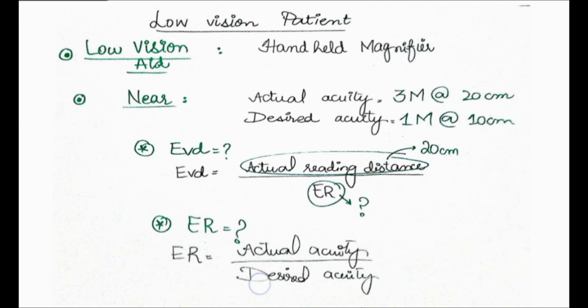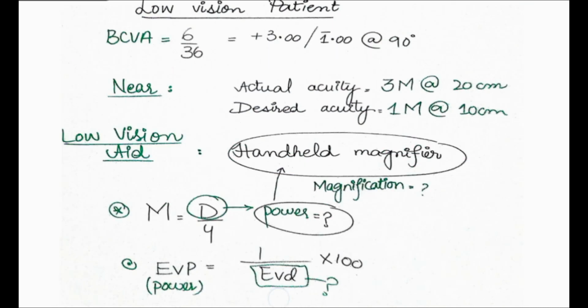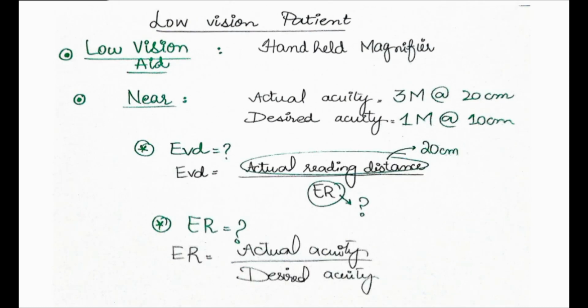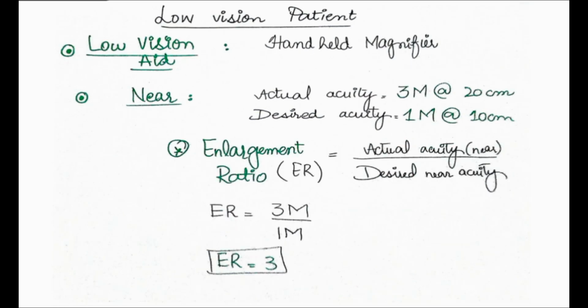When we find the enlargement ratio, we can find the equivalent viewing distance, and with the help of the equivalent viewing distance we can find the EVP. If we get the EVP, which is the equivalent viewing power or the power of the magnifier, we can find the magnification of the handheld magnifier, by the formula M equals D by 4. So we are doing all these steps just to know how much magnification of a handheld magnifier we can prescribe to the patient. For the enlargement ratio the formula is actual acuity divided by the desired acuity, so we simply put in the values.